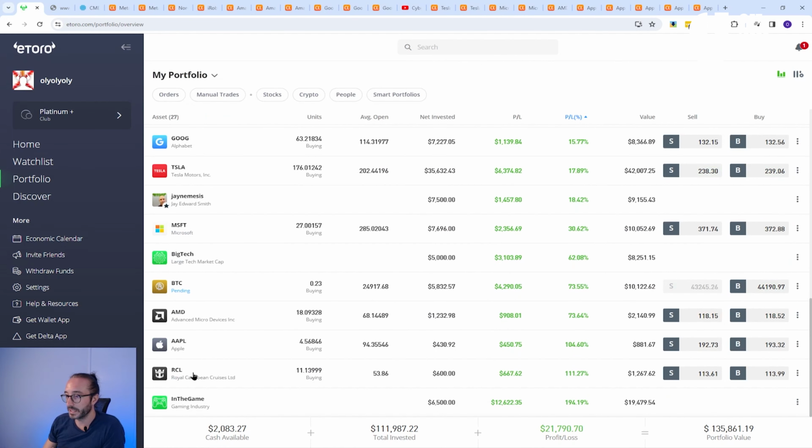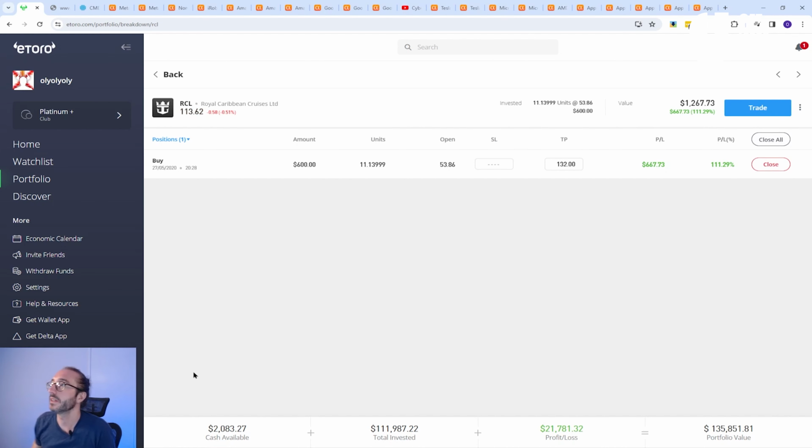Next on my portfolio update is Royal Caribbean, and this is up 111.29%. There wasn't a great deal of news on this month, but I have a take profit set, and we are just getting closer to that. So I'm just waiting for that to hit, and then I will cash this out.